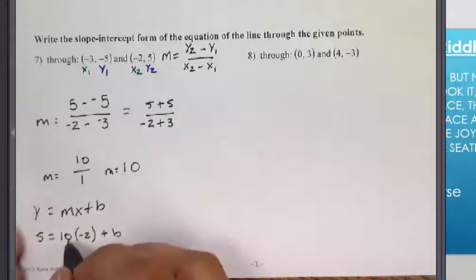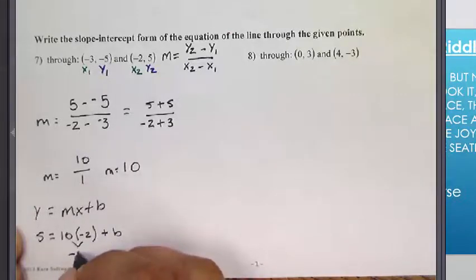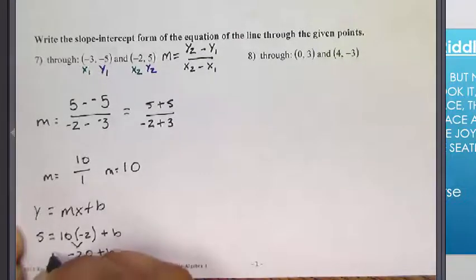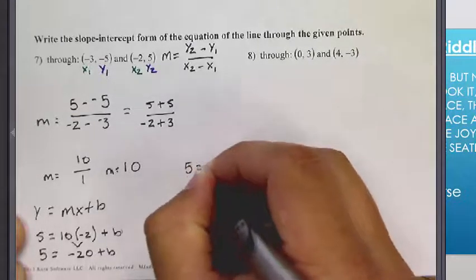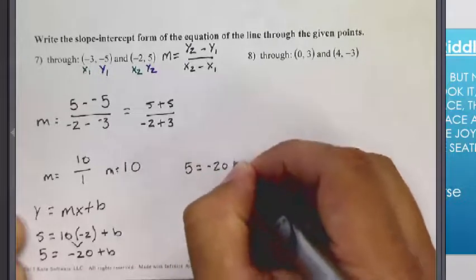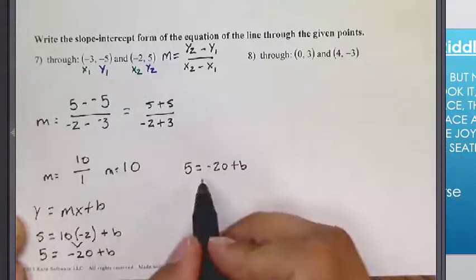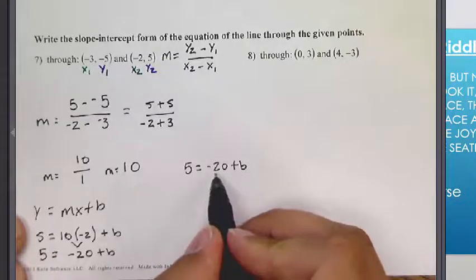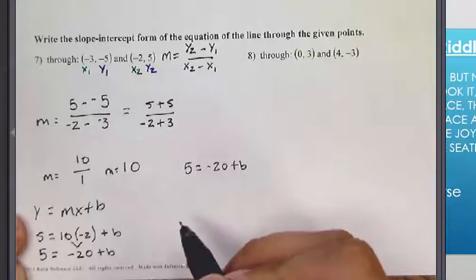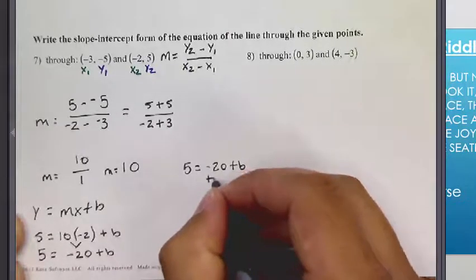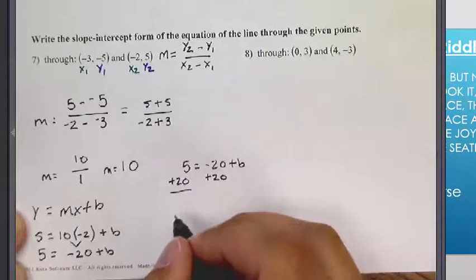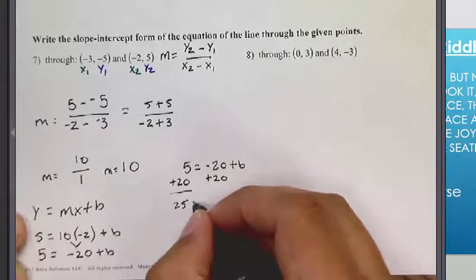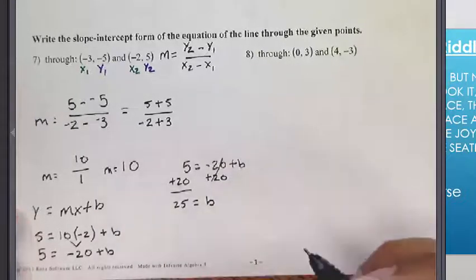So 10 times negative 2 is negative 20. And then I bring everything else down. Okay? Now I'm going to take this problem and rewrite it over here just because I have a little more space. So I am going to do 5 equals negative 20 plus b. Now, what I need to do from here is I need to get b by itself, so I have to move 20 over to the other side. So I have negative 20, opposite of negative 20 is positive 20. From here, 5 plus 20 is 25, and cancel these out, so 25 equals b.